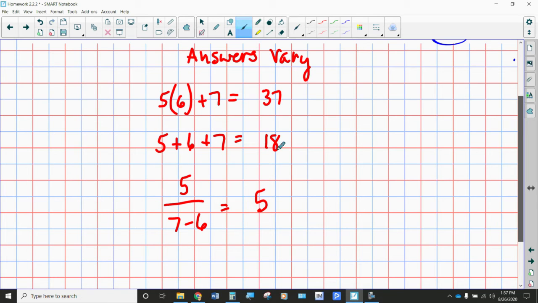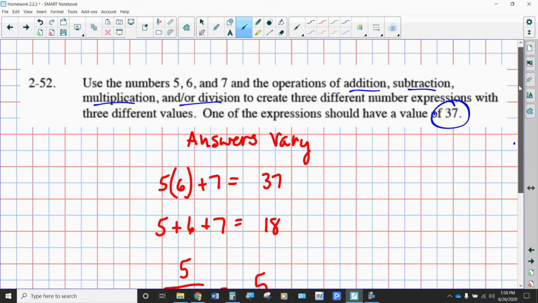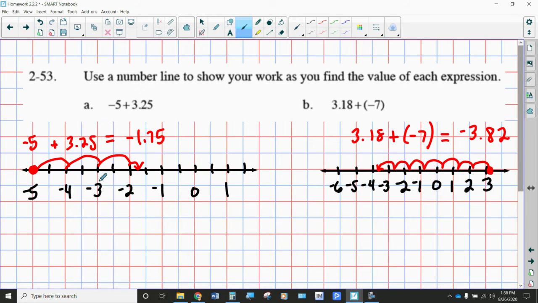And so these are the other 2 expressions that I came up with. I'm sure you've got a few different ones that also work. You might even have another combination that gives you 37, but this is what I came up with.